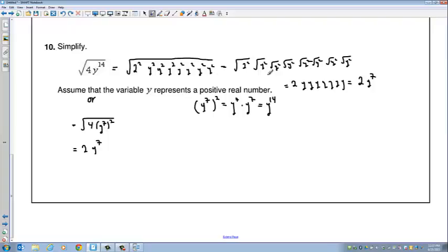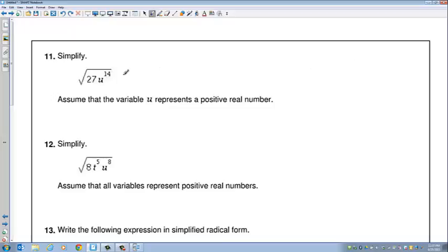But I would do it like this for now. Let's take a look at another problem. All right, so here's a problem. You have the square root of 27 times u to the 14th. So it's very similar to the last one. The only real difference is that 27 is not a perfect square.